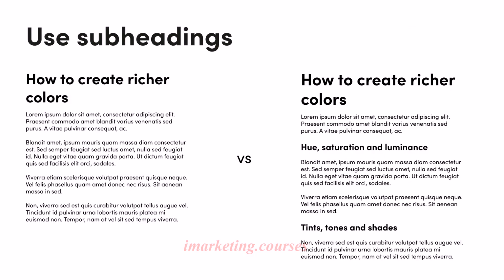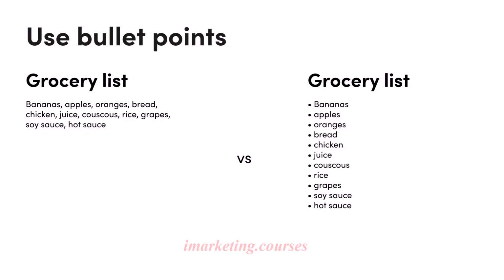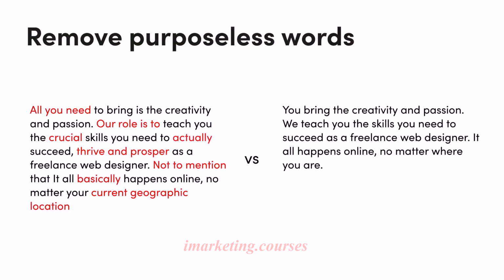And of course, if you can use sub-headlines, that would also make things more scannable. If you can break things down into bullet lists or lists in general, that would also make things way easier to consume and scan. If you can make a text in general shorter by not using all of these purposeless words, that would make the text shorter, increasing the chance of people actually reading the text.